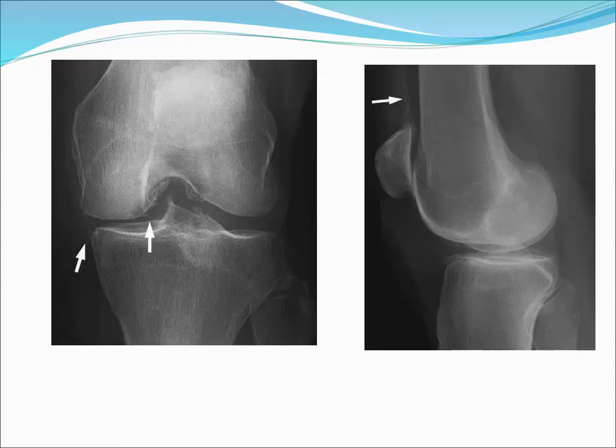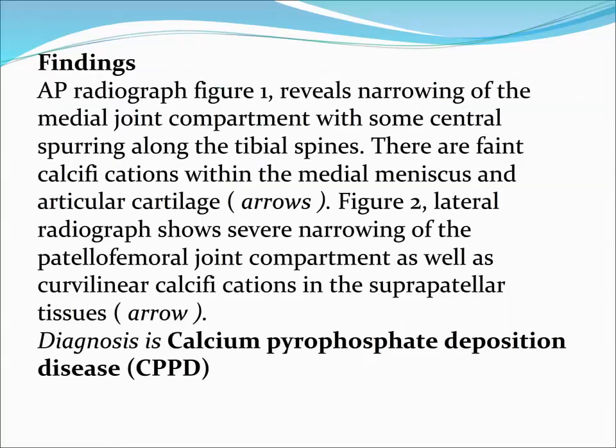Findings: AP radiograph, Figure 1, reveals narrowing of the medial joint compartment with some central spurring along the tibial spines. There are faint calcifications within the medial meniscus and articular cartilage (arrows). Figure 2, lateral radiograph, shows severe narrowing of the patellofemoral joint compartment as well as curvilinear calcifications in the suprapatellar tissues (arrow). Diagnosis is calcium pyrophosphate deposition disease, CPPD.